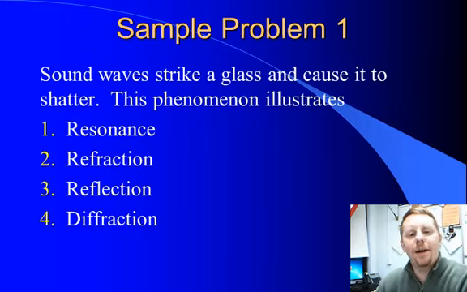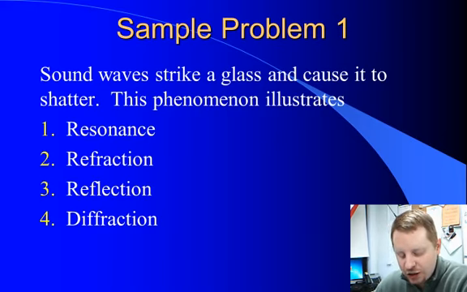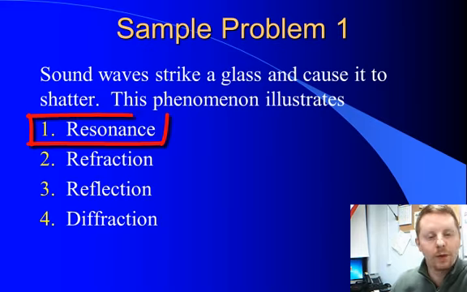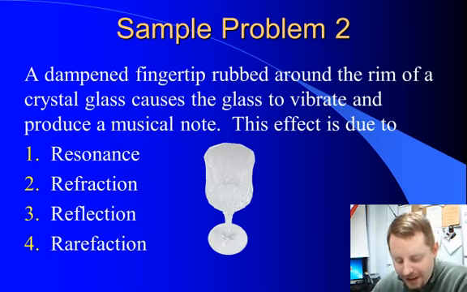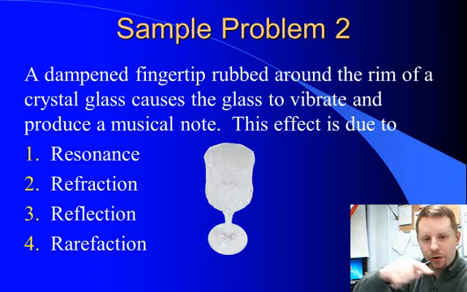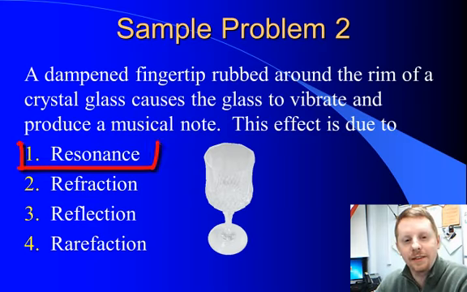So, let's look at a couple sample problems. Number 1, sound waves strike a glass and cause it to shatter. This phenomenon illustrates, well, very obvious, this is an example of resonance, number 1. Or 2, a dampened fingertip rubbed around the rim of a crystal glass causes the glass to vibrate and produce a musical note. This effect is due to, well, once again, of course, this must be resonance.